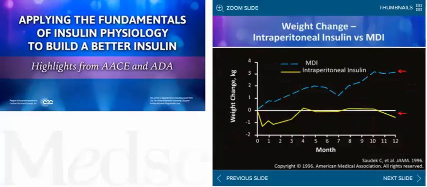Also different was the weight between the two groups. And the weight change in the people who got the subcutaneous multiple dose injections, they gained nearly 4 kilograms, whereas the people on intraperitoneal insulin did not gain any weight at all. So clearly, for the same hemoglobin A1C with intraperitoneal insulin, there was less glycemic variability, less hypoglycemia, and less weight gain.